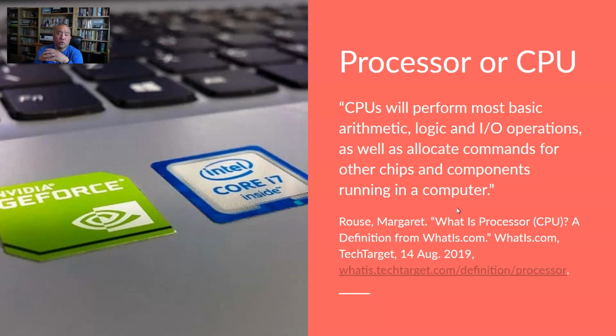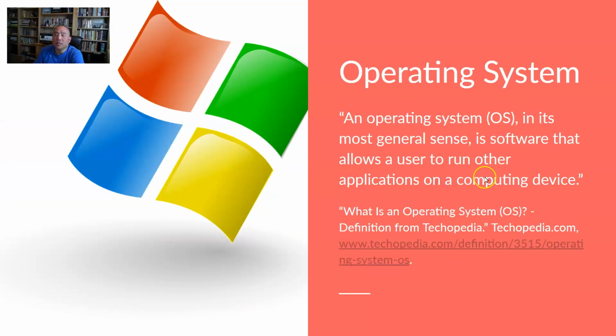What is a processor or a CPU? Well, the CPU, or central processing unit, is considered the brain of a computer. And this chip, this integrated circuit, manages the input and output of the computer. Read this article here if you'd like to learn a little bit more.